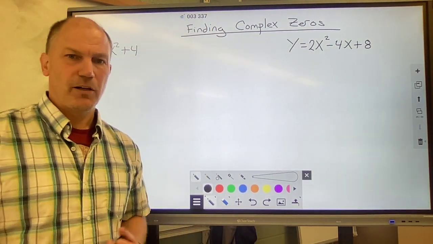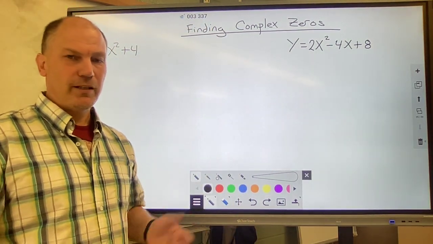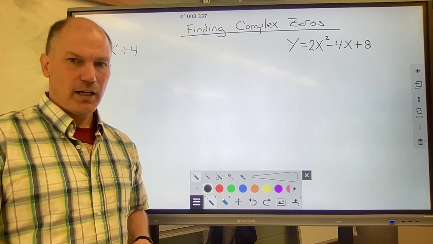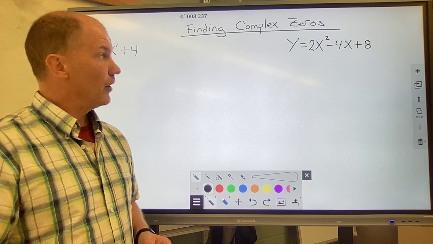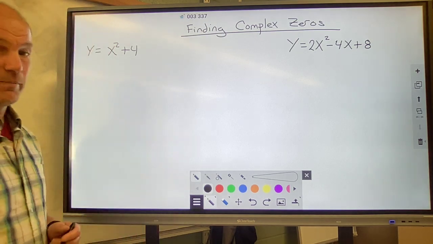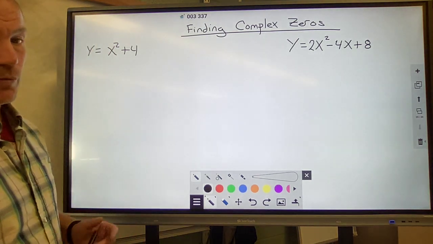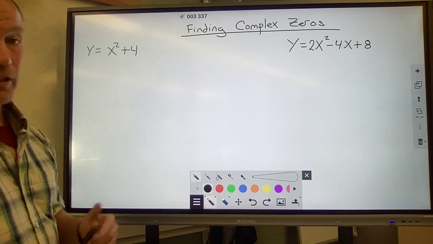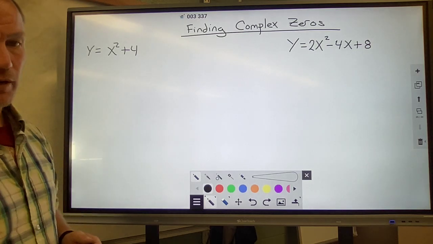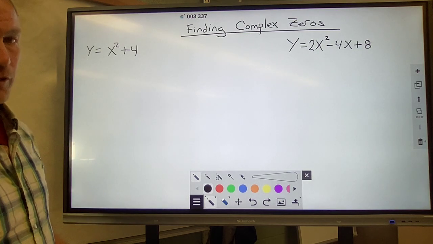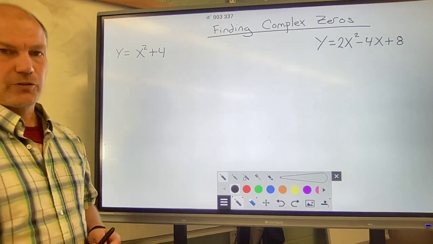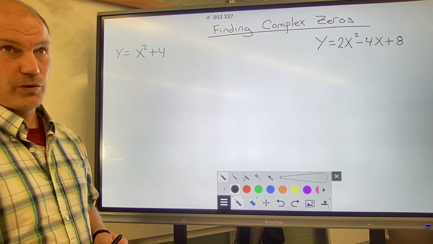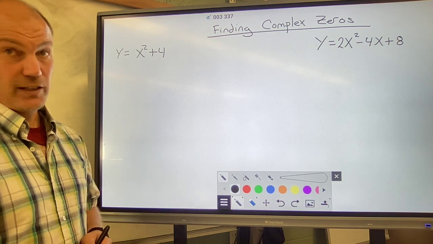So we're going to talk about finding complex zeros. We've done this very quickly in class already, but this is kind of a reminder on quadratics. So first of all, our job is to find the zeros. We're going to start looking at this problem here, and we should go, oh yeah, that's a quadratic, x squared plus 4. It's a quadratic, and we're going to find the zeros.